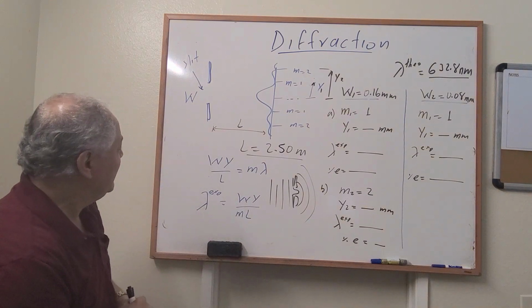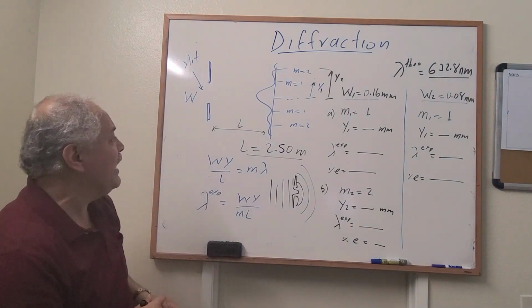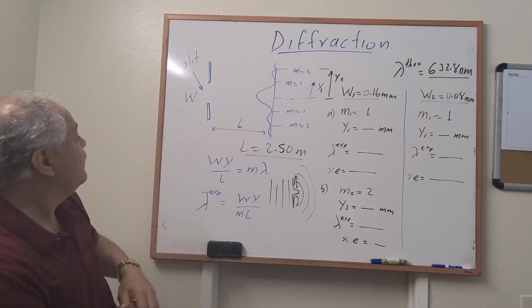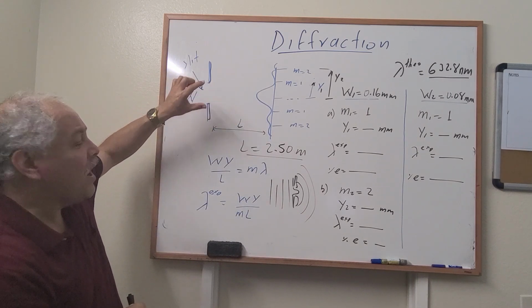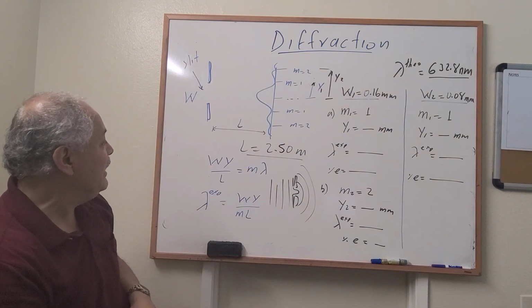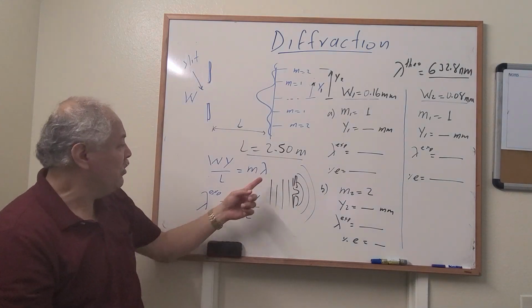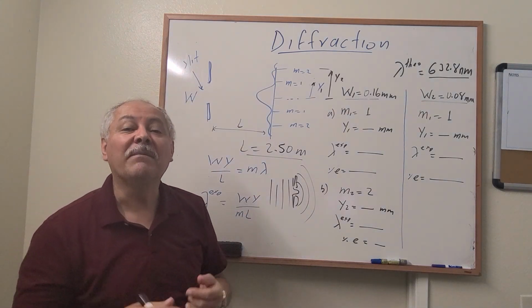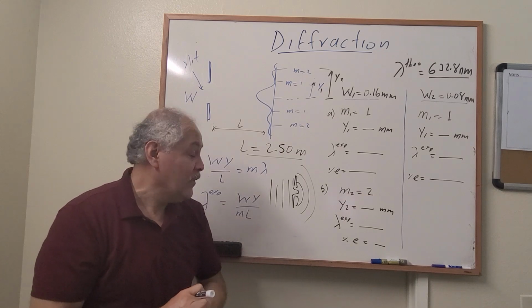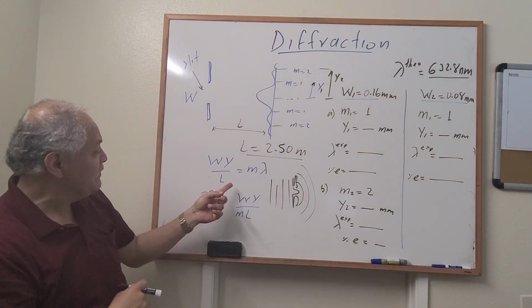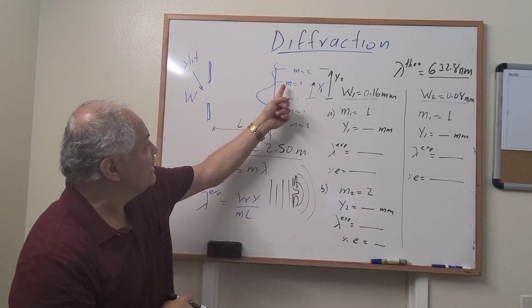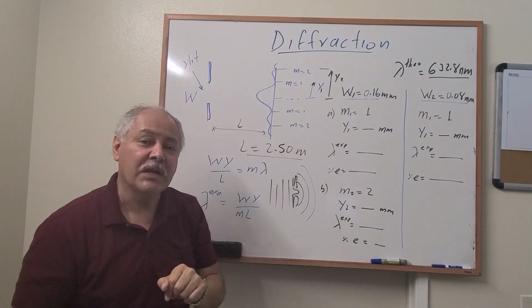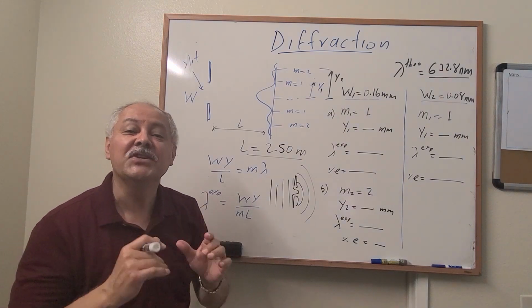Now, let's use the equation that relates these quantities: the distance from the slit to the screen, the width of the opening, and the wavelength. This is the equation that relates these three quantities. In today's experiment, let's look for the wavelength. It's going to be a laser. Here m is the order number, and for this case it's for destructive interference, for the dark fringes.